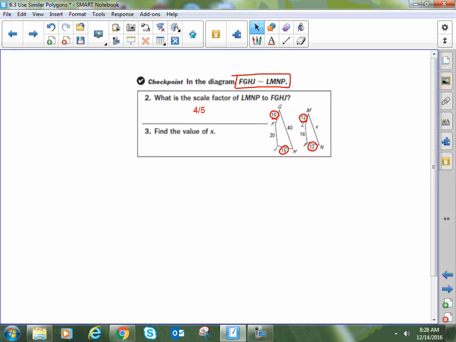Now we're going to set up and solve a proportion to find the value of x. So taking the 15 over 12 ratio that we had, I'm going to say 40 over x for the second ratio, do my cross multiplication, and show that x in this case is 32 units.